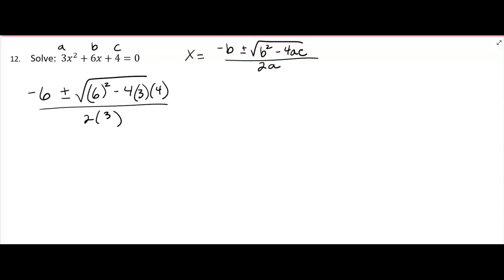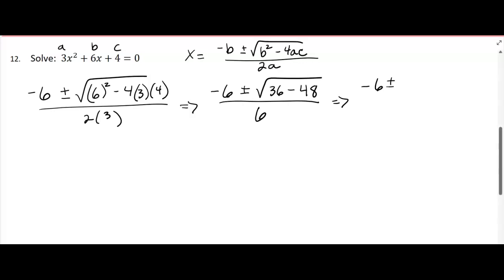Okay. So what's tricky about this is it's not so much finding the a, b, and c and putting it in the formula, although the formula is a little long. The tricky thing is simplifying it. So if I go this way, I'm going to have -6 plus or minus the square root of 6 squared is 36 minus, okay, so 4 times 3 times 4 is 48, over 6. Keep going. -6 plus or minus.